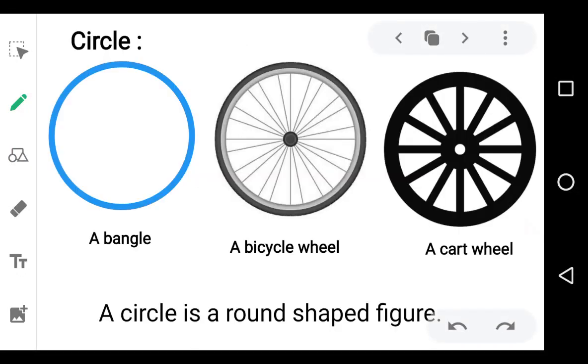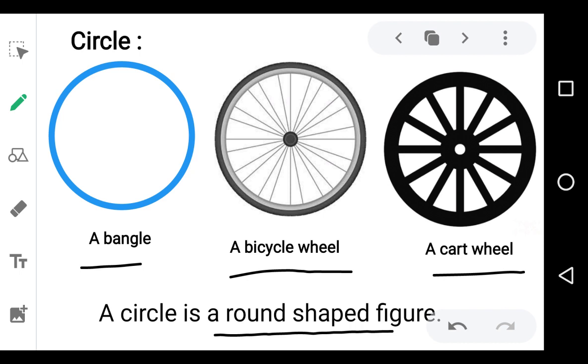What do you see in the picture? You see a bangle, a bicycle wheel and a cart wheel. Did you see anything common in this picture? Yes. What do you see? All the shapes are circular. So what is a circle? A circle is a round shaped figure that has no corner or edges.